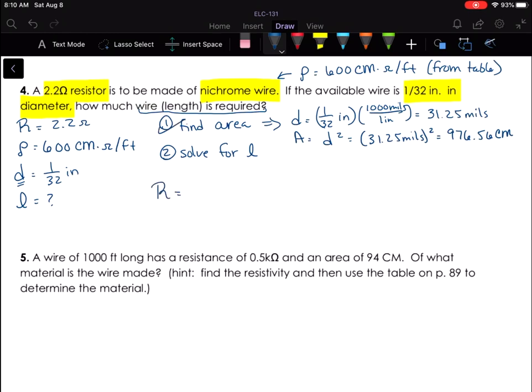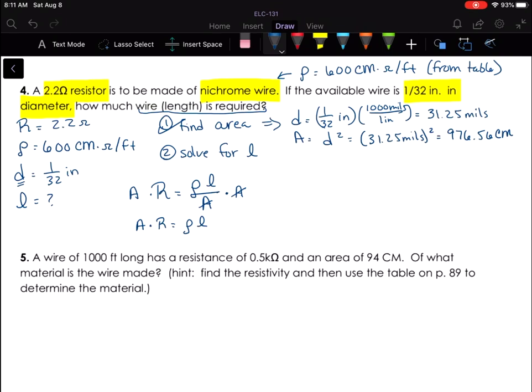Let's write our equation here. So rho times length over area. Let's go ahead and solve for the length in this equation using a little bit of algebra. Now remember, algebra, as long as we do the same thing to both sides, we can do pretty much anything we want. So the first thing I like to do when I have a fraction is to multiply both sides by the denominator to get rid of the fraction. So I'm going to multiply both sides by the area. So it cancels out on the right hand side, and I'm left with A times R and rho times length.